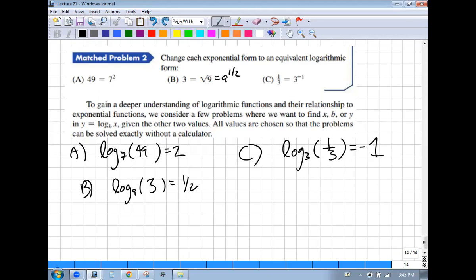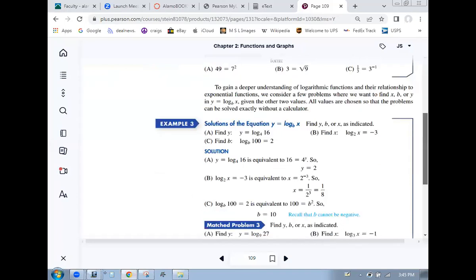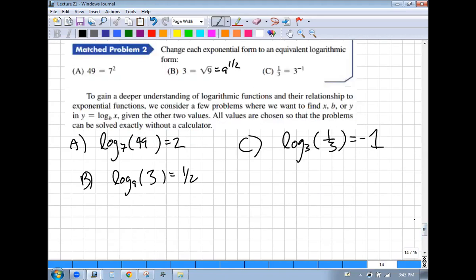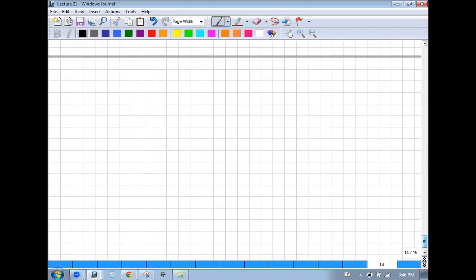Let's read their little paragraph. Maybe it'll help. To gain a deeper understanding of logarithmic functions and their relationship to exponential functions, we consider a few problems where we want to find x, b, or y in this equation. So there's 3 numbers. There's a y, a b, and an x. We want to be able to isolate any one of those. Right now, the y is isolated, but what if we want to get the b by itself or the x by itself? Okay. All values are chosen so you do not need a calculator. Okay, so if you're using a calculator, you're doing it wrong.